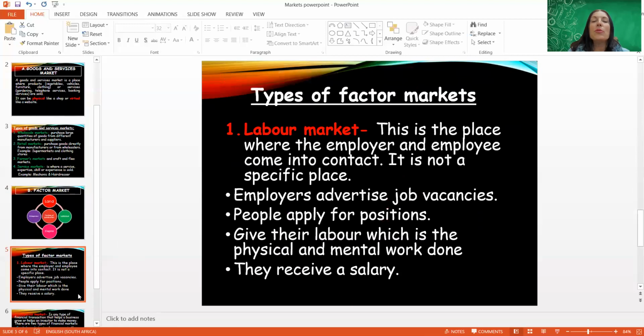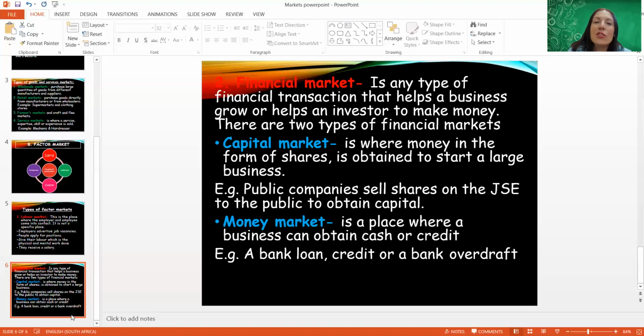And then we looked at 2 types of factor markets today. We focused on the labor market, and we said labor can be physical or mental, and an effort, and that labor needs to be rewarded with either salaries or wages. Then we looked at the financial markets, and there we distinguished between 2 types of financial markets. The capital market, where shares are sold, where companies can raise funds, and the money market, where we have access to cash, either through loans, a credit that they grant you, or a bank overdraft.